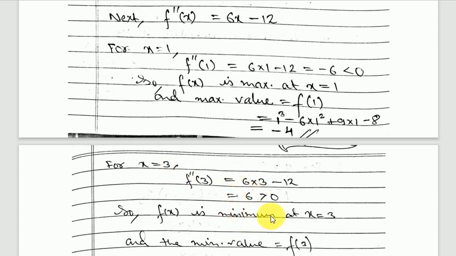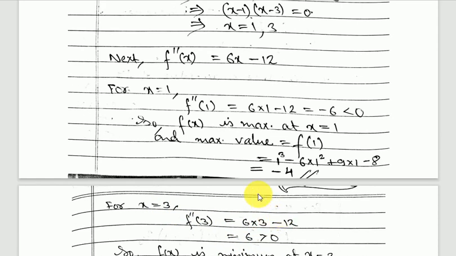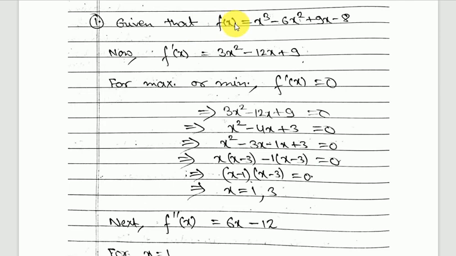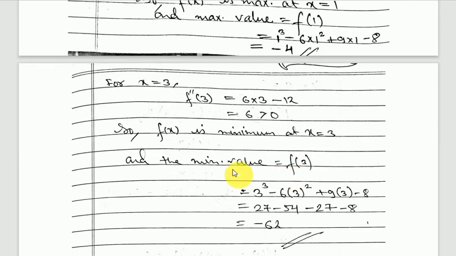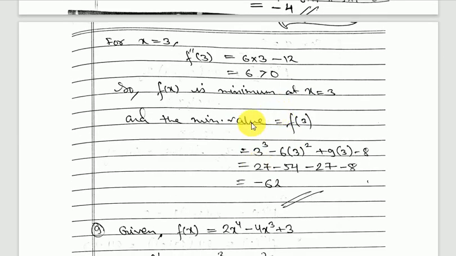In this question we were also supposed to find the maximum value. We know that at x equal to 1 the function is maximum, so find f of 1. In the given function, you replace x by 1, and you will get the maximum value of that function. So the maximum value of this function is minus 4. For the minimum value, you know that the function gives the minimum value when x is equal to 3. So in this function f of x, you replace x by 3 and you will get the minimum value of that function.